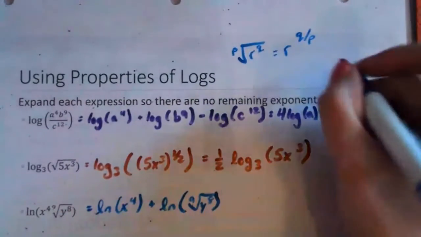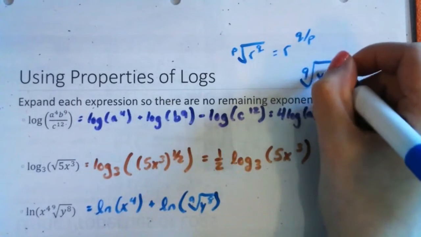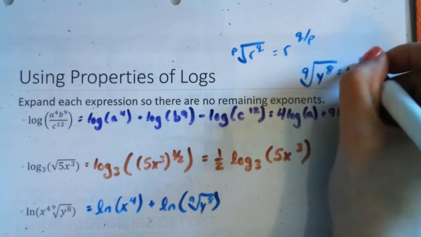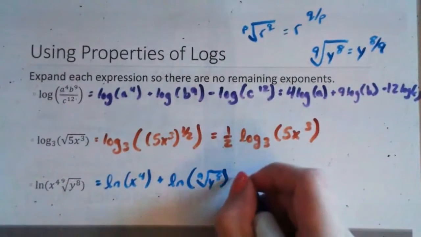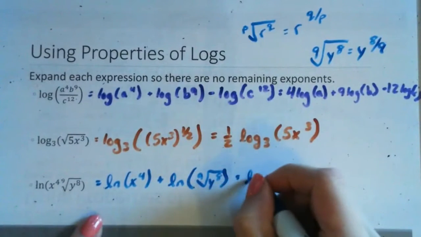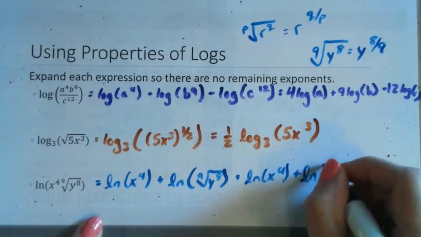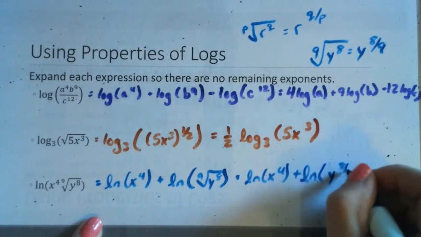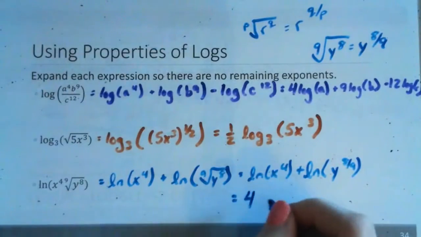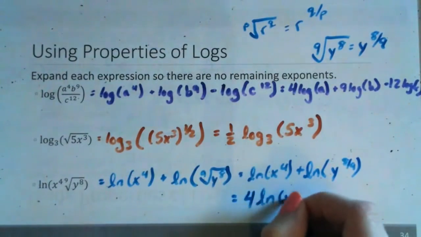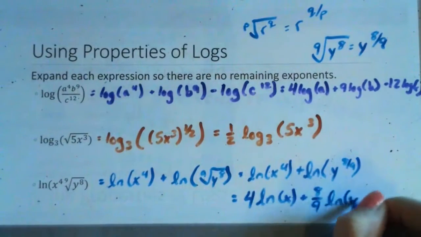So that means our 9th root of y to the 8th is equal to y to the 8/9 power. So I can rewrite this expression as the natural log of x to the 4th plus the natural log of y to the 8/9 power. Now if I bring my exponents out front, I've got 4 natural log of x plus 8/9 natural log of y.